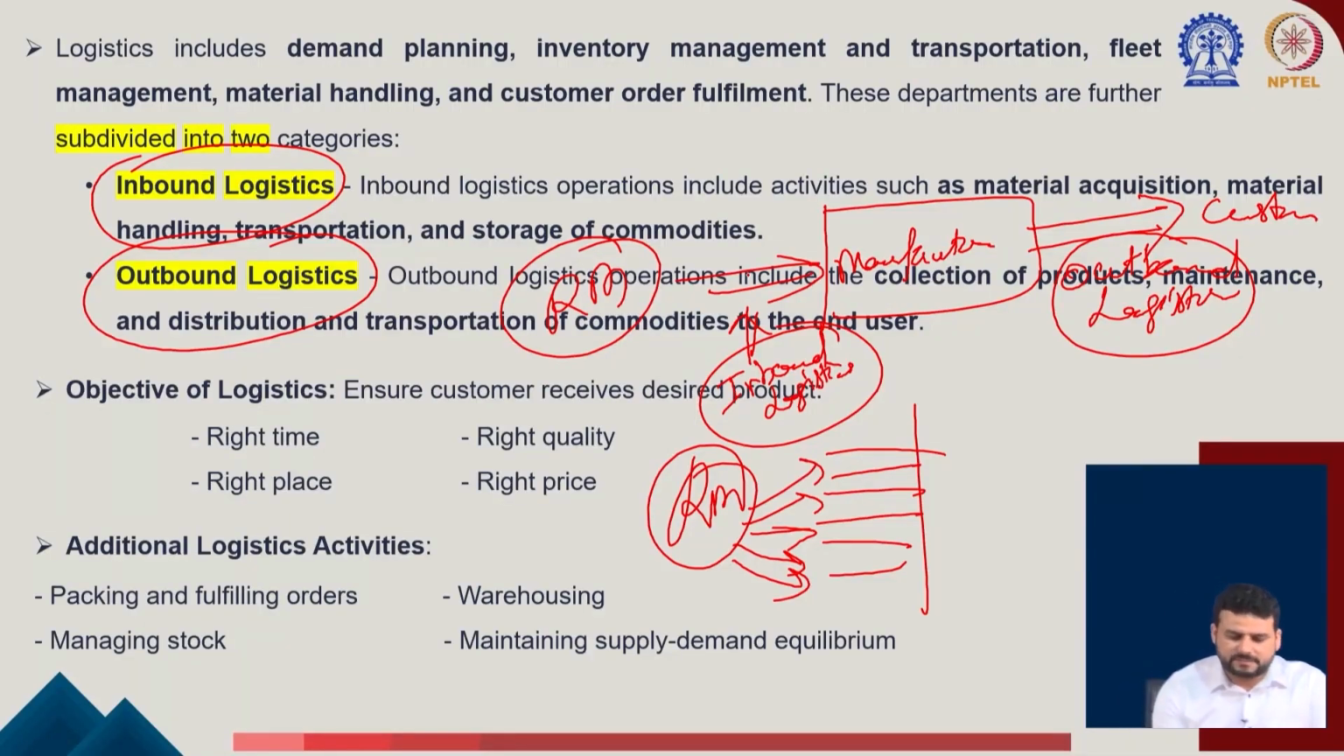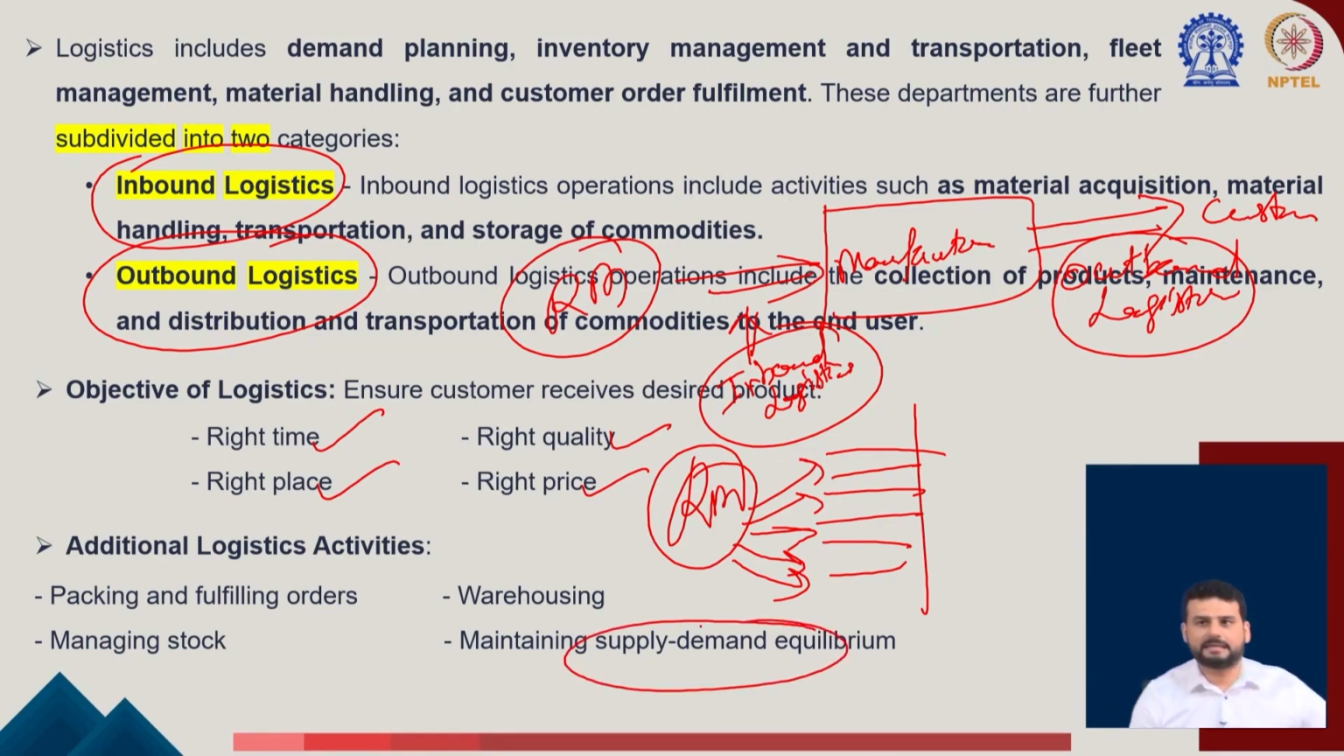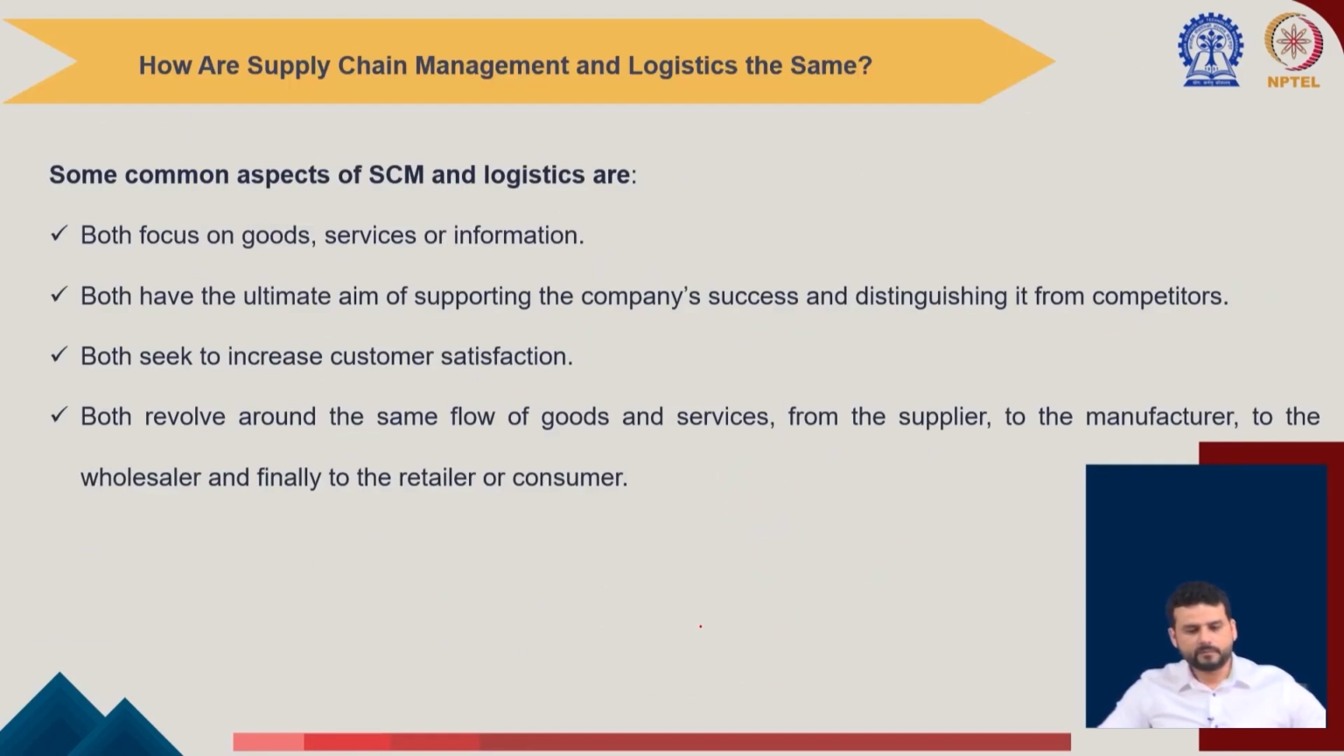So what are the objectives? We talked about right time, right place, right quality, right price, right product and right customer, right? So these are the objectives. When we are delivering the final product, in the end we need to maintain the supply demand equilibrium with our logistics activities.